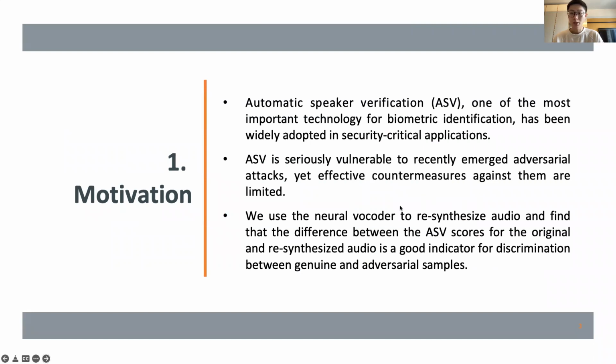Automatic speaker verification is one of the most important technologies for biometric identification and has been widely adopted in security-critical applications. However, speaker verification is seriously vulnerable to adversarial attacks, and effective countermeasures against them are limited. So in this work, we use neural vocoders to resynthesize audio and find that the difference between the ASV scores for the genuine and the resynthesized audio is a good indicator for discrimination between genuine and adversarial samples.